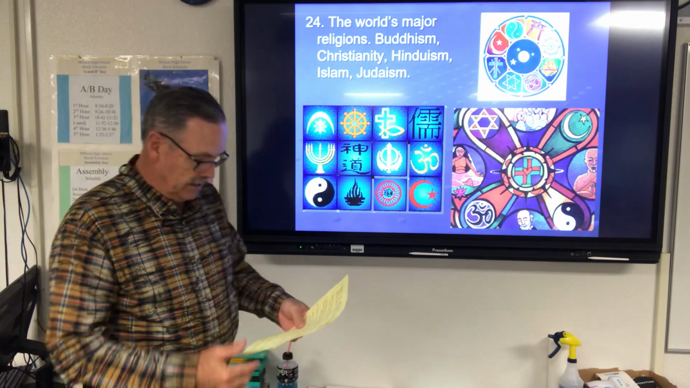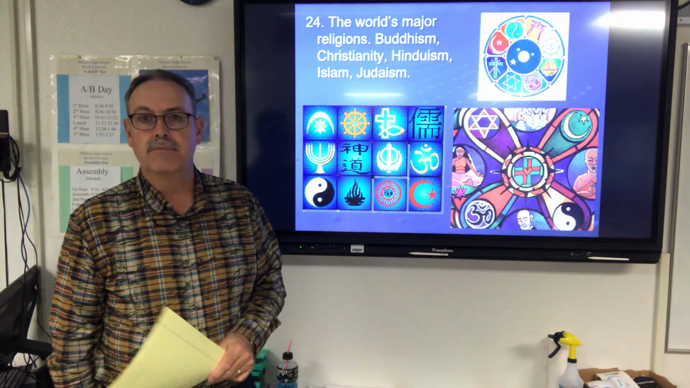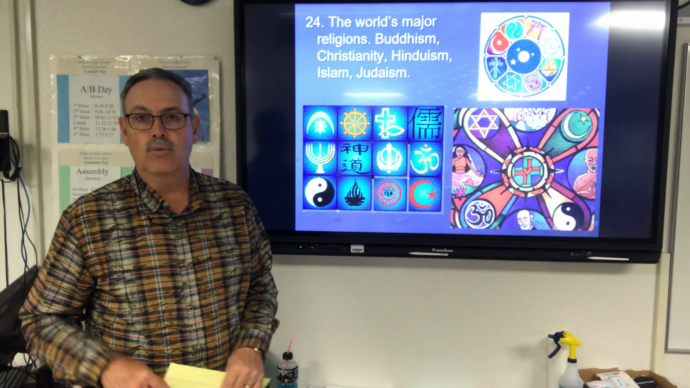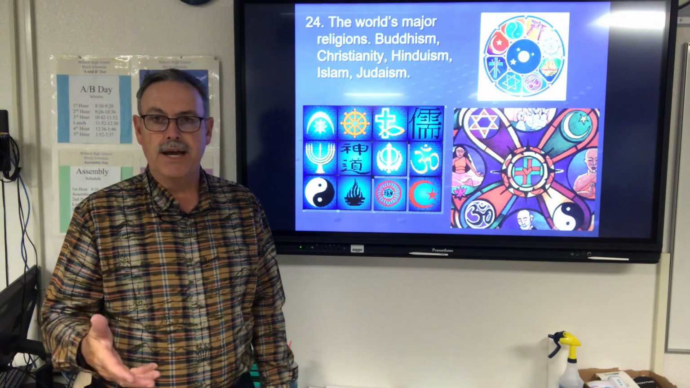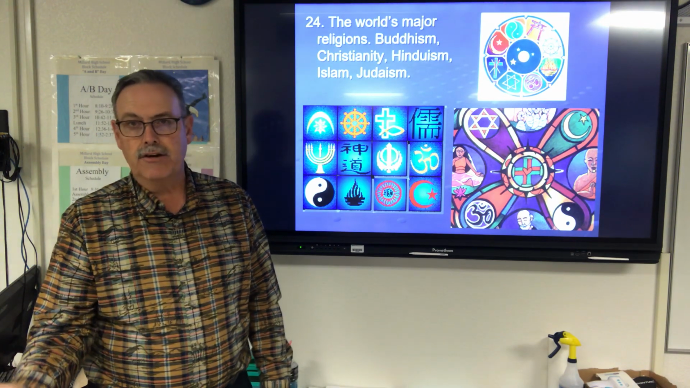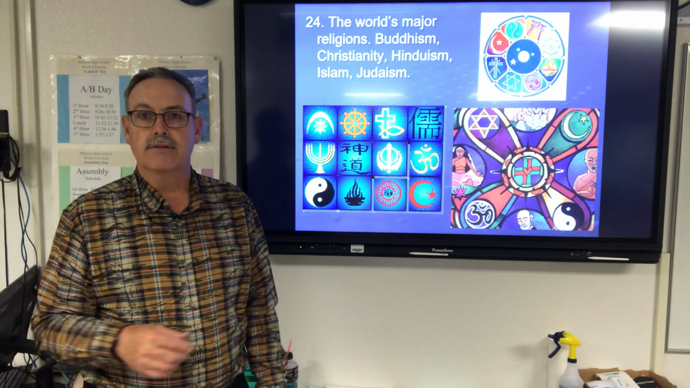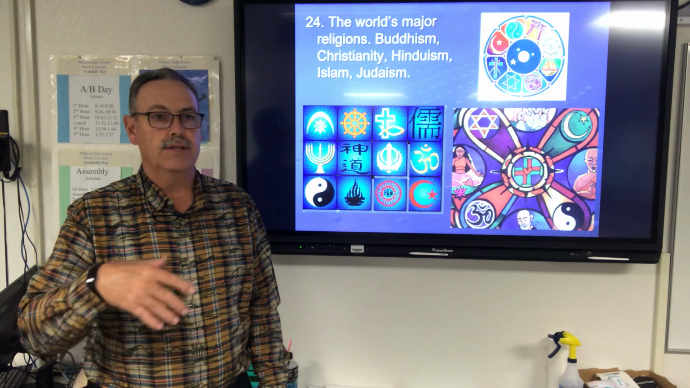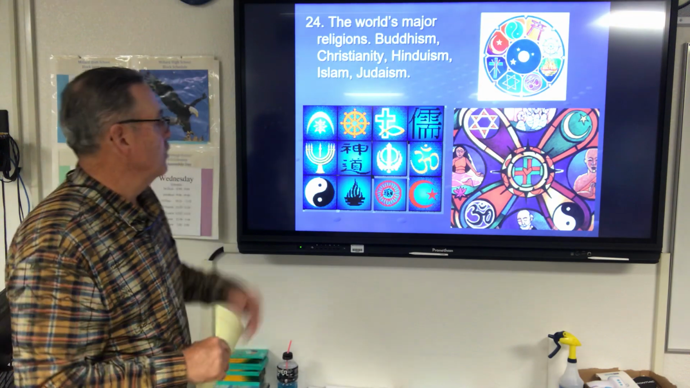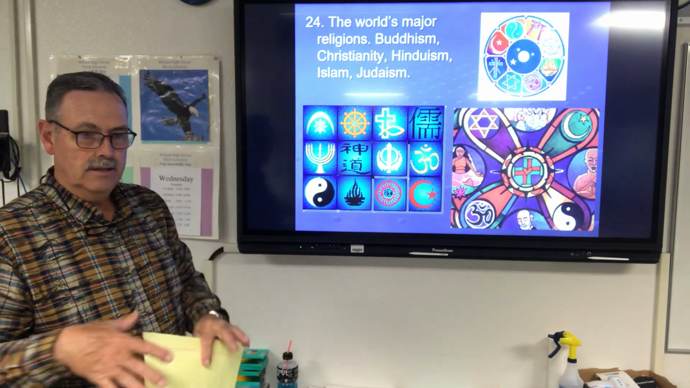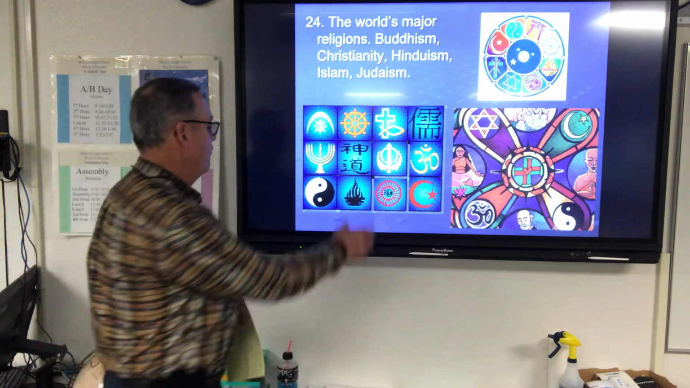Okay, the world's major religions. So we've got Judaism, Christianity, Islam, Hinduism, and Buddhism. And with each of these religions, there are subgroups. Like Christianity, there's, in our area, the LDS Church is the predominant religion. There's Roman Catholic, there's Protestant, there's Baptist, there's many, many Christian religions. And the same with some of these others. They have different groups, different aspects of those main religions.